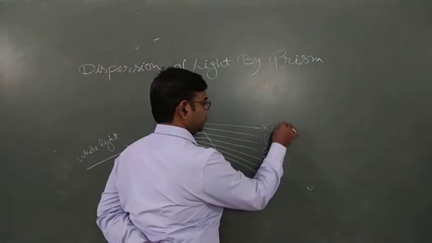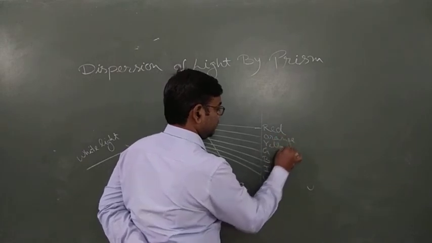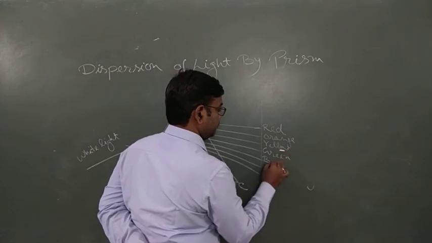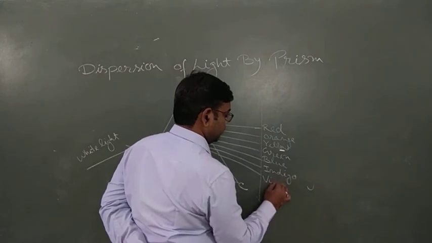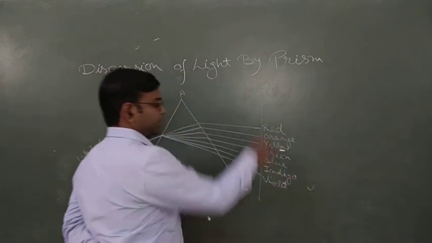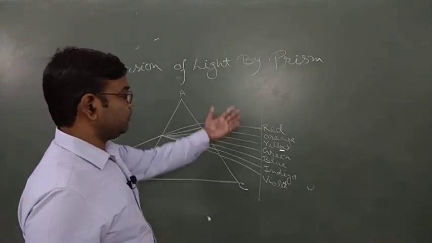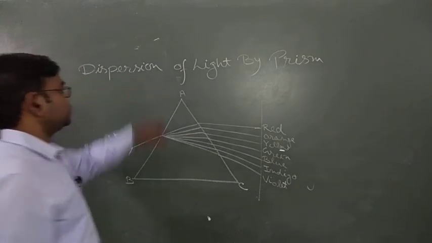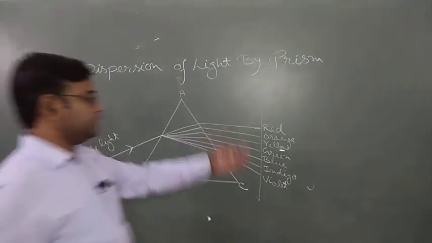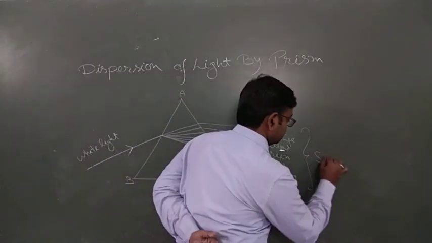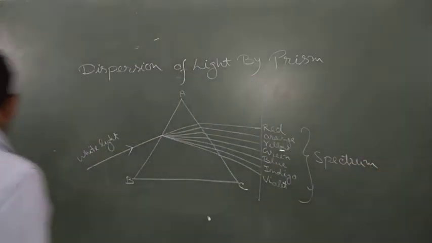So you can write down red, orange, yellow, green, blue, indigo, and then violet. These are the bands of color combination of a white light. A single ray of white light deviates into 7 different colors. This one is known as your dispersion by prism, and this band is known as your spectrum. Band of 7 colors is known as your spectrum.